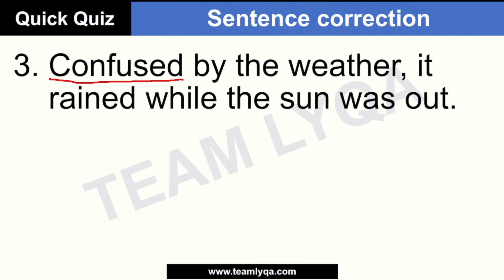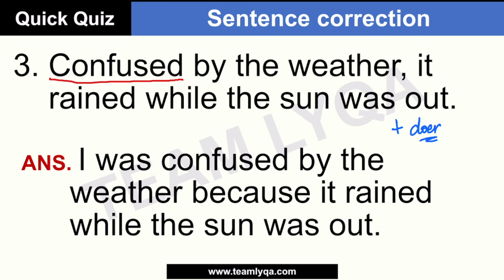So, someone had to be confused by the weather. We have to put, again, magdadagdag tayo ng doer dun sa pagiging confused. So, we could say something like, I was confused by the weather because it rained while the sun was out. Okay? Hindi ko naman kasi pwedeng sabihin na I rained while the sun was out. Kasi ang ginawa mo is you were confused. Okay? So, you can rephrase it like this. Separate na lang yung dalawang thoughts. I was confused. Sinong nakakonfuse sa'yo? The weather. Bakit naging confusing yung weather? Because it rained while the sun was out.